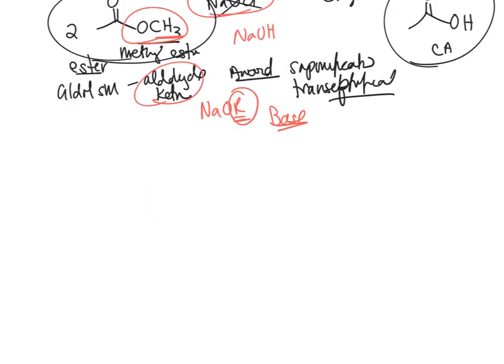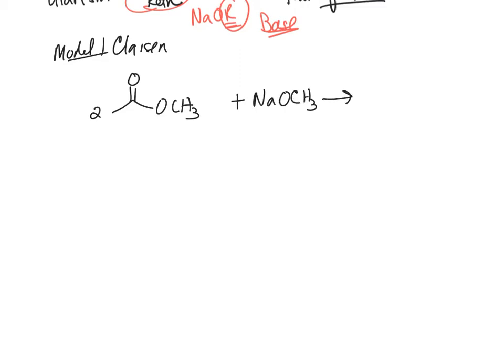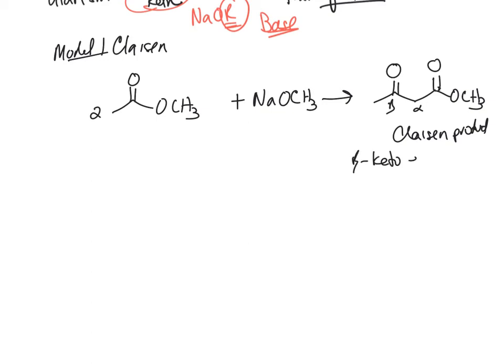So therefore, in Model 1, the Claisen condensation, you take two of these methyl esters and you're going to use sodium methoxide. And the product here is a Claisen product. You need to have this on your reaction sheet because it's another reaction you need. And you'll see that the Claisen product, so this is your alpha, your beta, is called a beta keto ester.